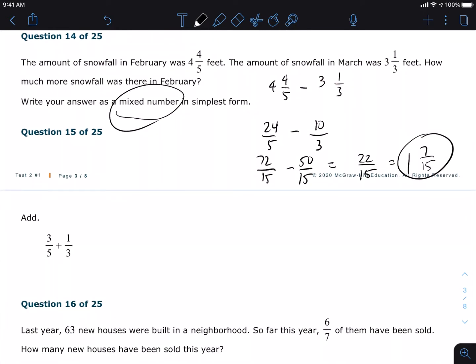All right, this next one, they're just asking us to add. We've now practiced enough that we know we just need to find a common denominator. So that common denominator will be 15. I multiplied the 5 by 3, so the denominator 3 needs to be multiplied by 5, I'm sorry. So the 1 needs to be multiplied by 5. And we're going to get 14 over 15, and that is our answer. You guys want a bunch of those, don't you?